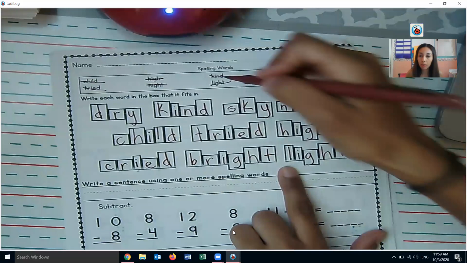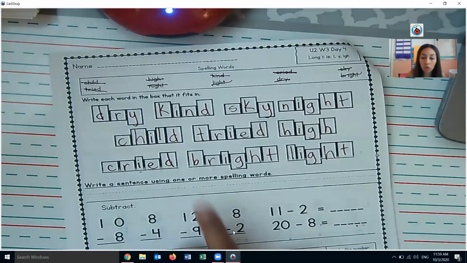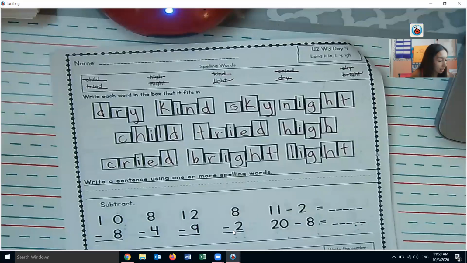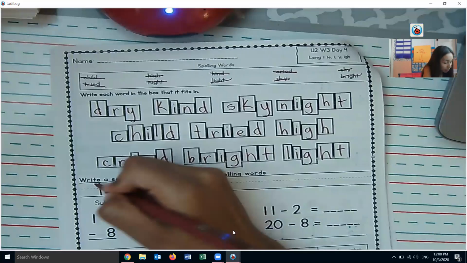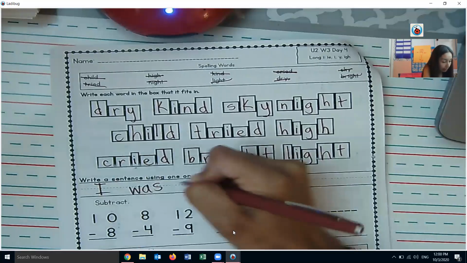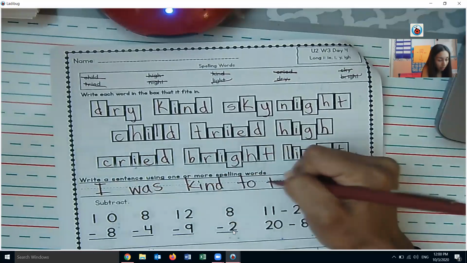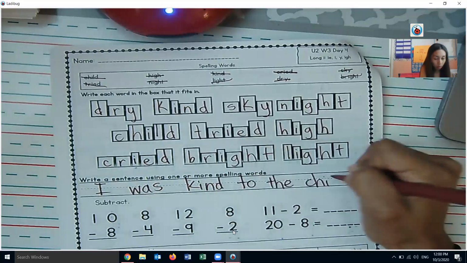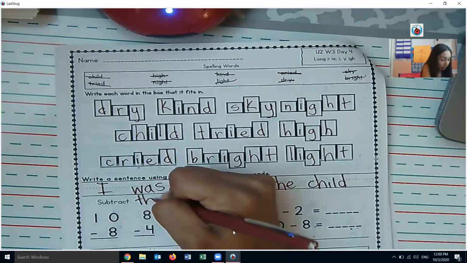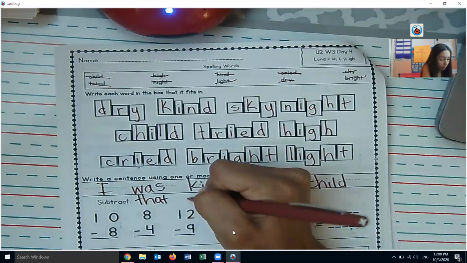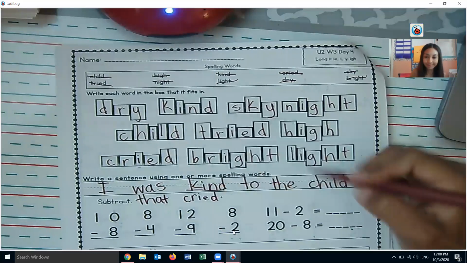Okay, that completes our spelling boxes. You get to pick one or more of your spelling words and use it in a sentence. So I'll say, I was kind to the child. I'm going to go even further. That cried. I use three spelling words: kind, child, cried.